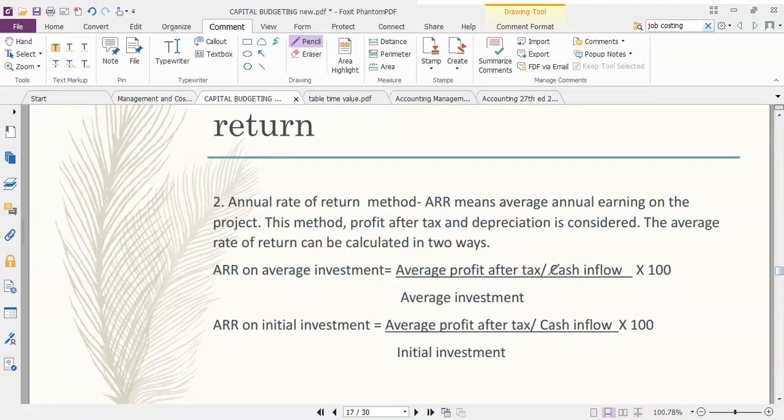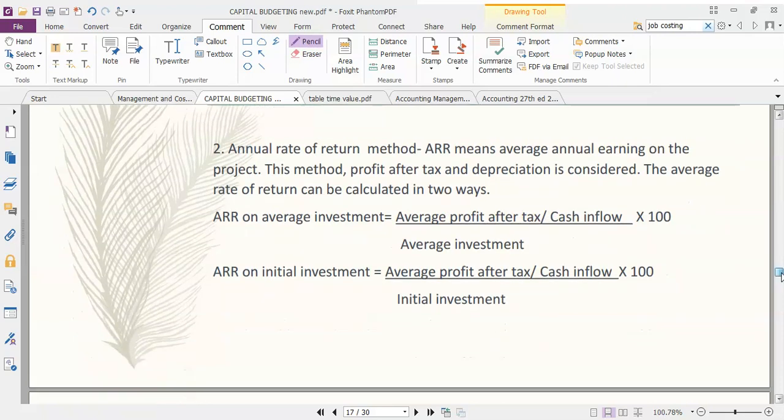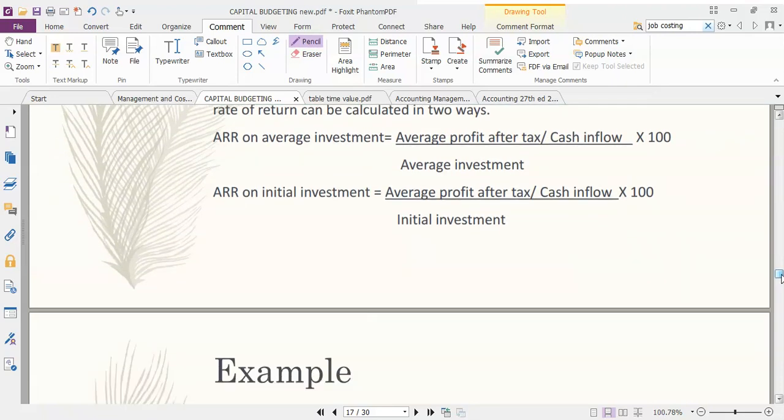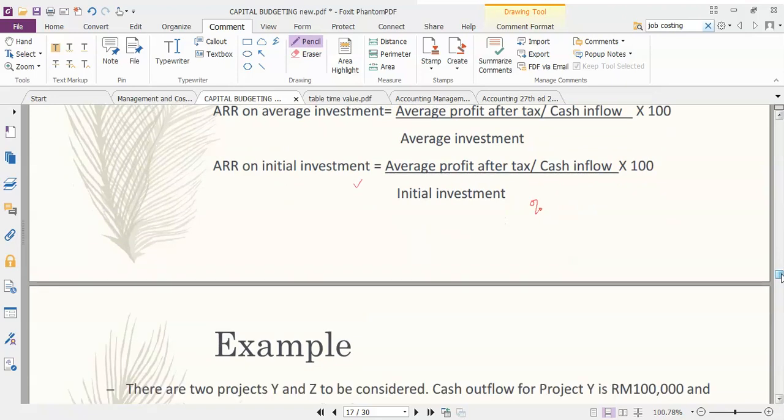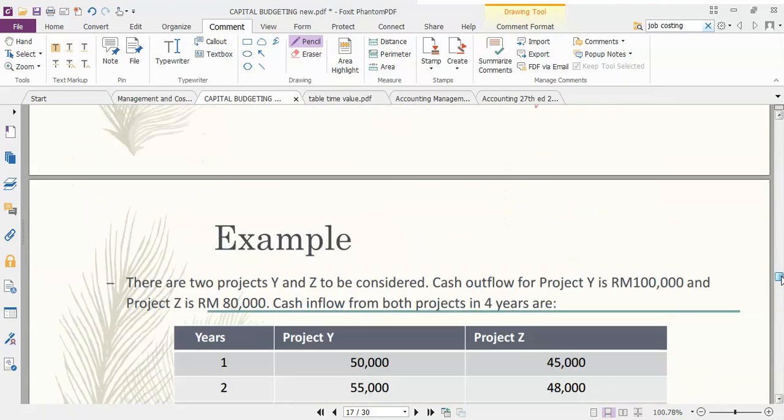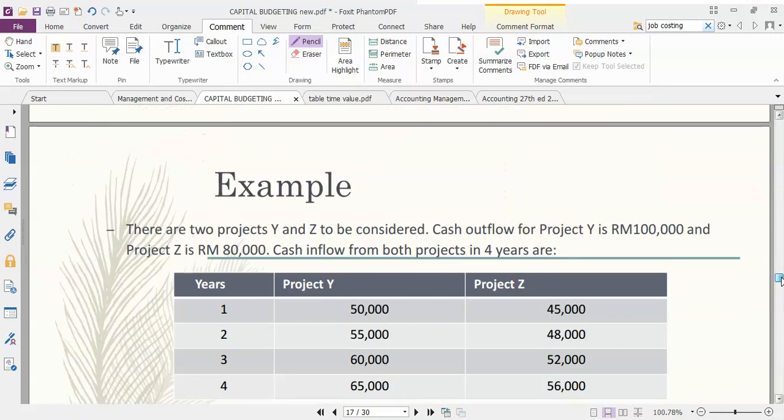Average profit after tax or cash inflow divided by the average investment times 100%. So the answer is in percentage, okay? Usually we will use the one below: average cash inflow divided by initial investment, multiplied by 100. So the answer will be in percentage. Okay? So let's look at the example for you to understand more.